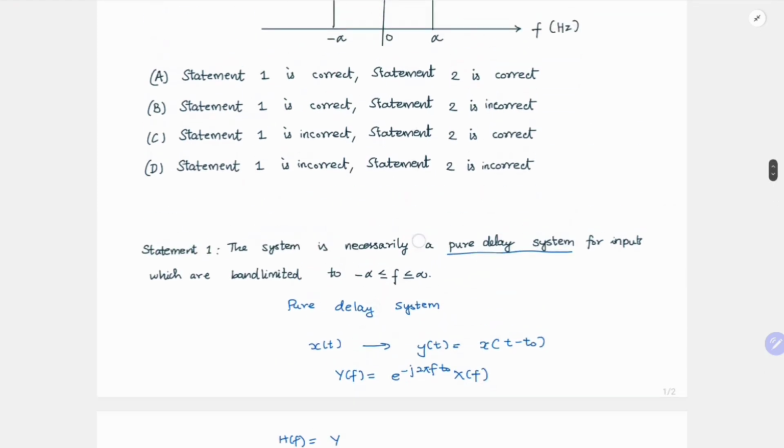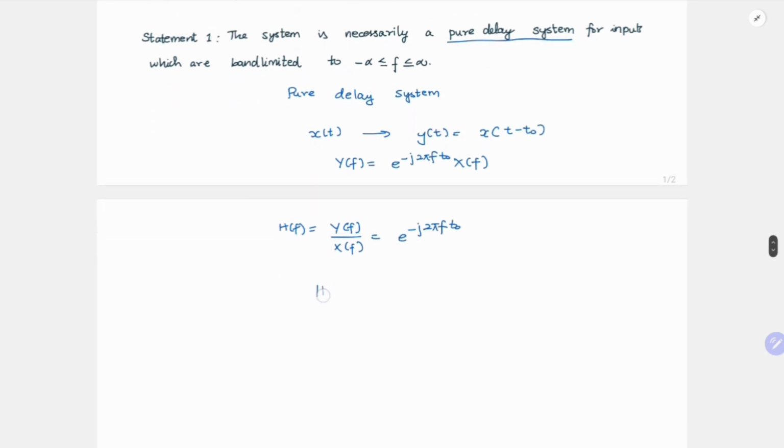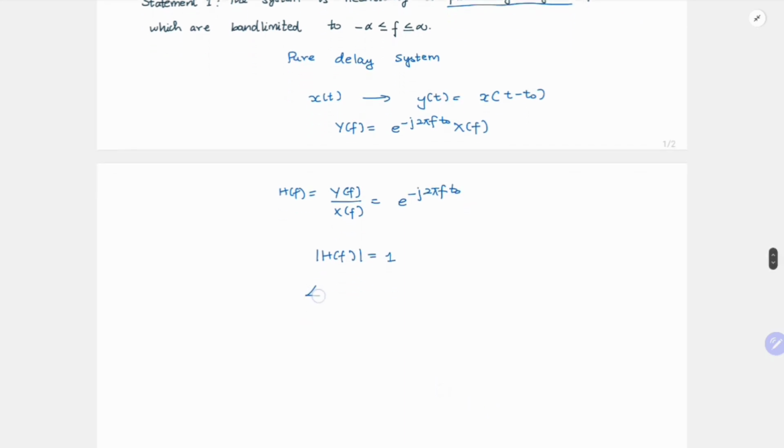If you just want to find your H(f), because H(f) is what we are talking about, your H(f) is Y(f) by X(f), which is nothing but e power minus j 2 pi f t naught. So now mod H(f) is equal to 1. And what is the phase of H(f)? Phase of H(f) is equal to 2 pi f into t naught, with the minus sign.